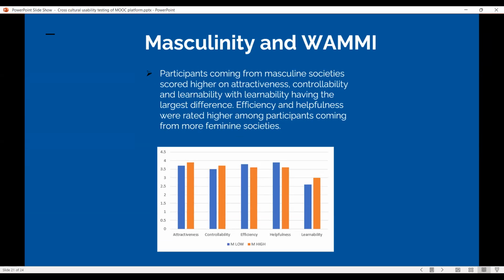When it comes to masculinity versus femininity, participants coming from masculine societies scored higher on attractiveness, controllability, and learnability, with learnability having the largest difference. And efficiency and helpfulness were rated higher among participants coming from more feminine societies.